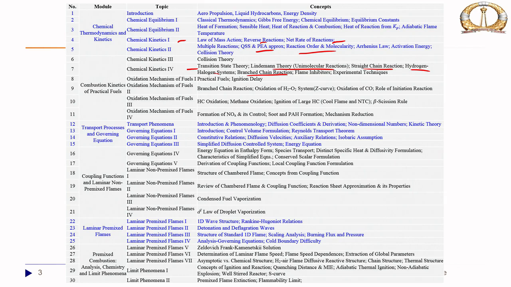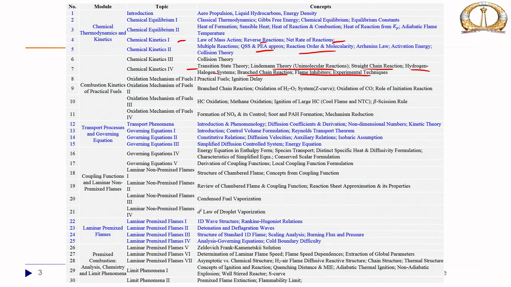This was very important, where we showed under what conditions a system can lead to very rapid combustion, that is, when these branching reactions can dominate and produce more and more chain carriers, and what are the criteria for that. And we also looked into flame inhibitors and experimental techniques to measure the different reaction rate constants.